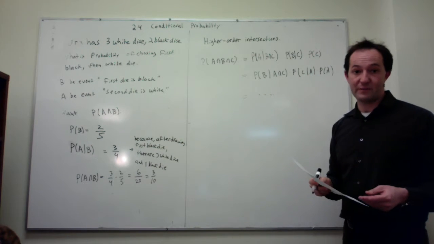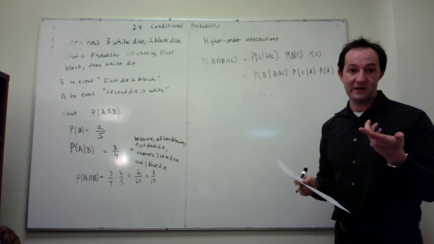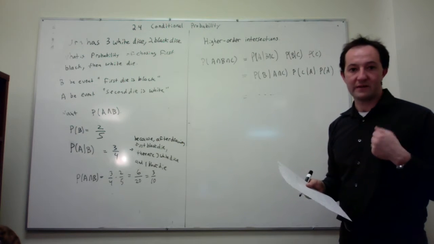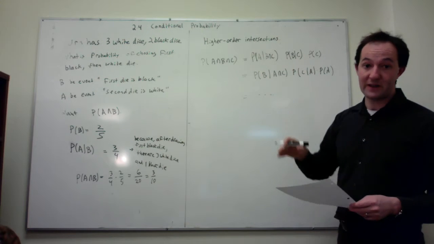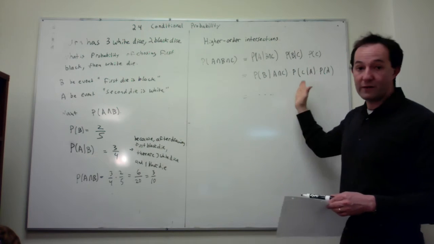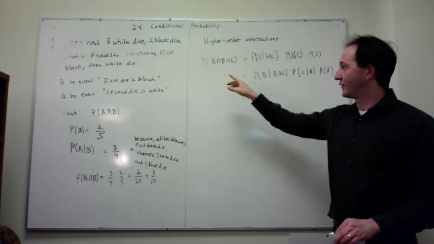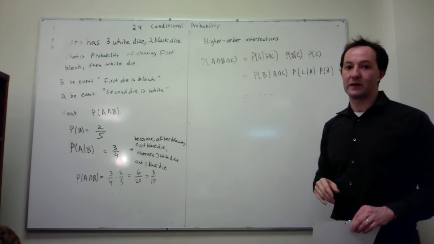So there are a lot of choices. Basically, any order of A, B, and C you choose. There are, I guess, 6 in this case, different orderings of A, B, and C, and all of them will give equally valid expressions for the probability of A, B, and C occurring.